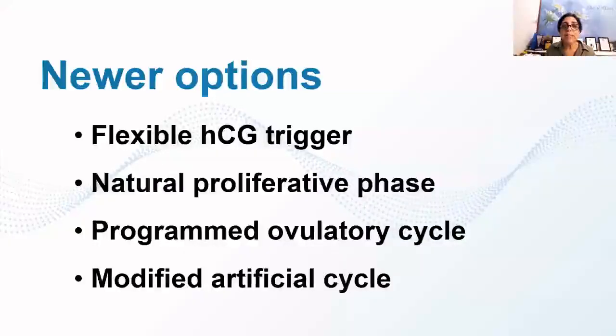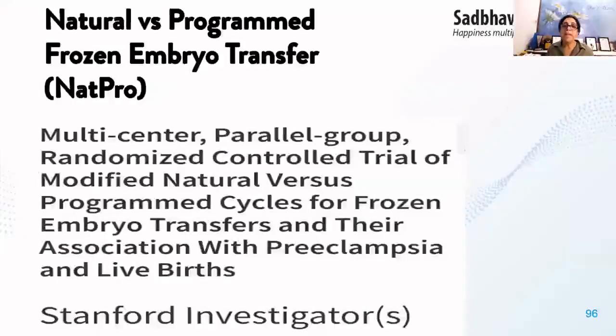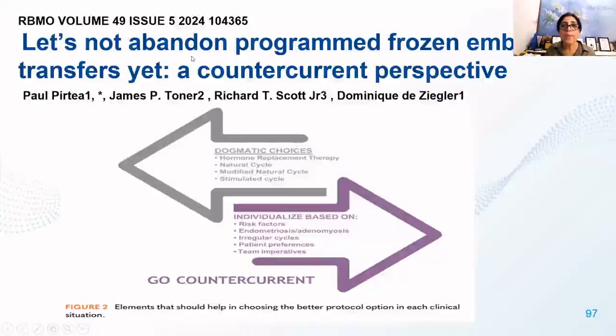Newer options are the flexible HCG trigger, proliferative phase programmed ovulatory cycle, and the modified artificial cycle. These are just 1 or 2, 3, 4 papers old, but they make sense and they are coming up, especially the natural proliferative cycle. Now, this RCT is awaited. It has been specifically powered to see the hypertensive complications, natural versus programmed. So let's see what the results come.